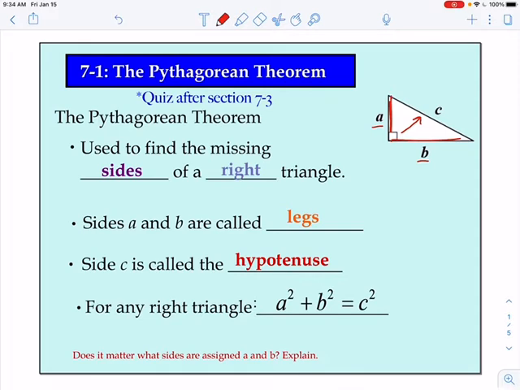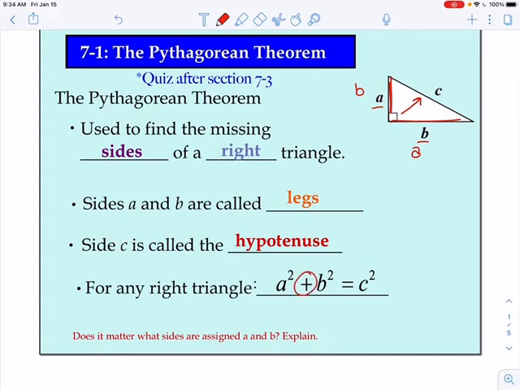So what is the Pythagorean theorem? The Pythagorean theorem is A squared plus B squared equals C squared. And then on the bottom here in red, it says, does it matter what sides are assigned to A and B? In other words, could I have named this side B and this side A? Okay, and the answer is it does not matter which one you call A and B. Why? Because you're adding here and addition is commutative. Okay, so the order doesn't matter.